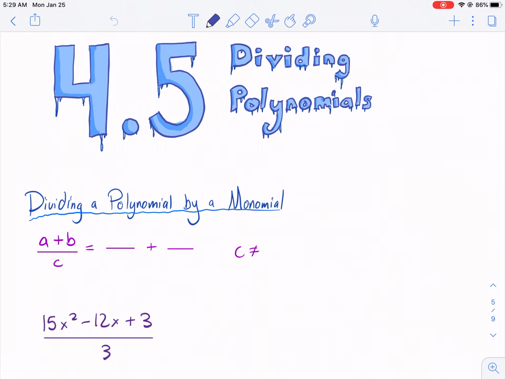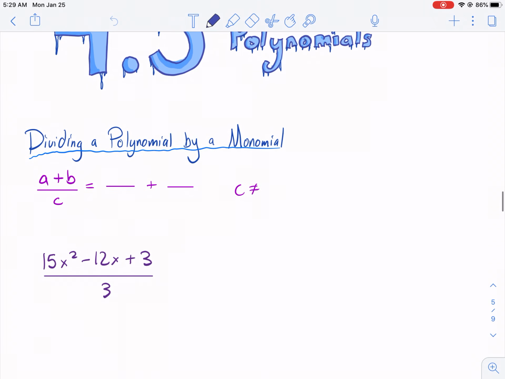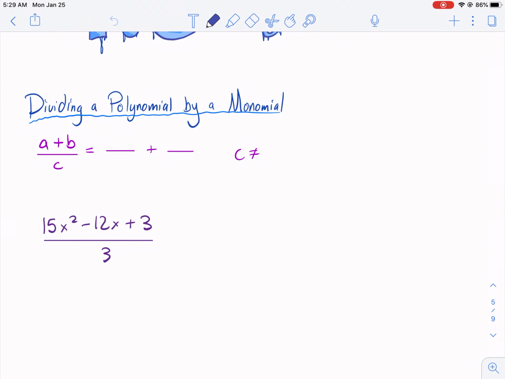Welcome, ladies and gentlemen, to section 4.5, dividing polynomials. We're going to start with dividing a polynomial by a monomial.